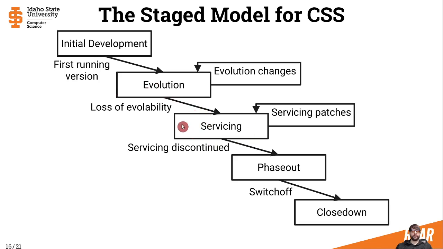And so we start servicing this product. We add in new patches as we go. We find bugs, we fix them. And then eventually we stop dealing with that and we get to this phase out. So we figured out either we're going to find a solution to replace this, or we're building one, but we've made the decision to get rid of this thing. It's just waiting to go. And then finally, once we get that solution in place, we can switch that system off, and we go into close down, and the system's gone. Okay, so that's the general staged model for closed source systems.